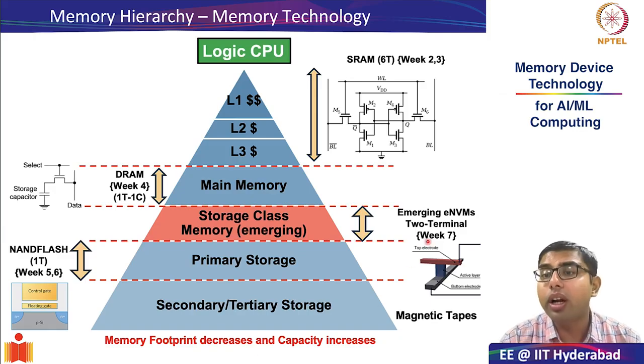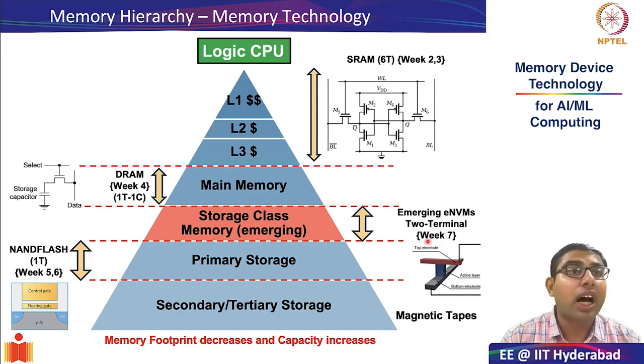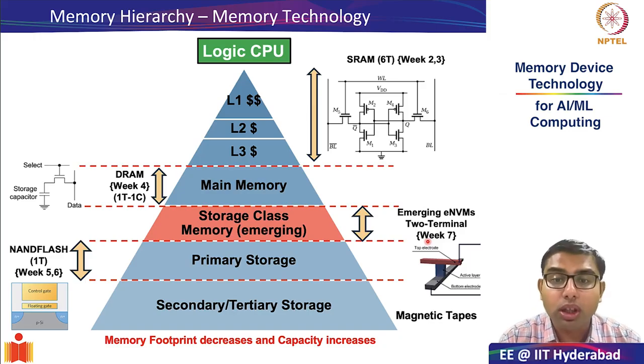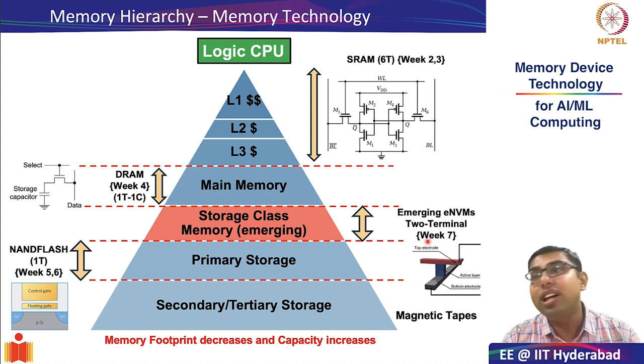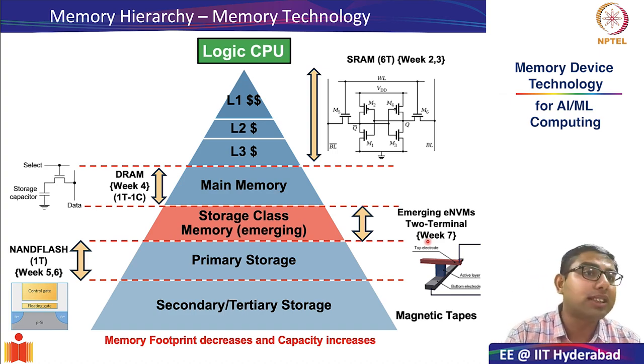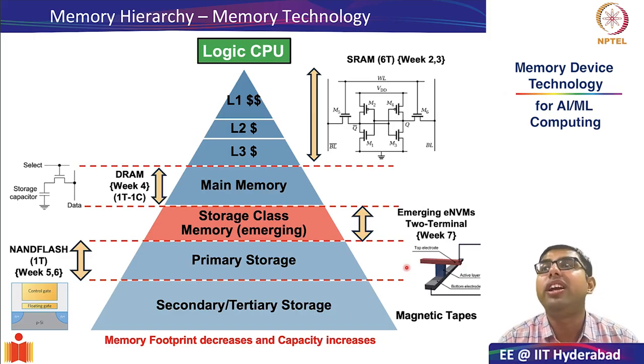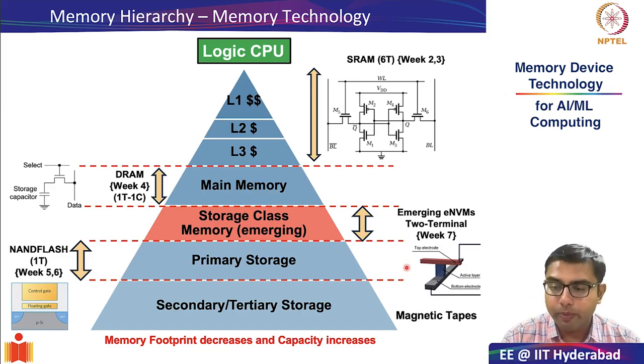Emerging non-volatile memories, which are still being developed, are two terminal devices, which can act as both memory elements and storage elements. That means you will have fast access times with high bit densities. So as you see, as you go down in the memory hierarchy, the size or the footprint of an individual device or cell is reducing, but the cost you have to pay is higher latencies.